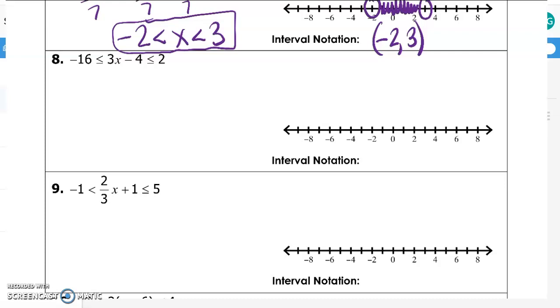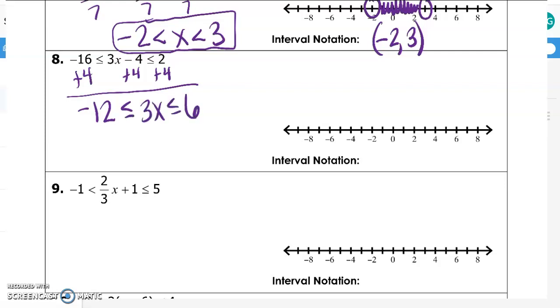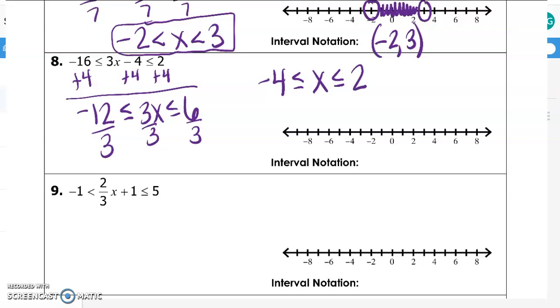So for number 8, again, you concentrate on the middle. I would add 4, add 4, add 4. Do everything 3 times. -12 is less than or equal to 3x, which is less than or equal to 6. Divide by 3, divide by 3, divide by 3. -4 is less than or equal to x, which is less than or equal to 2.